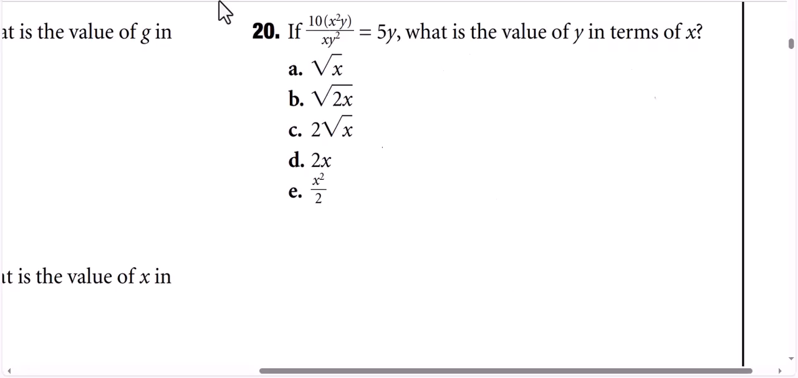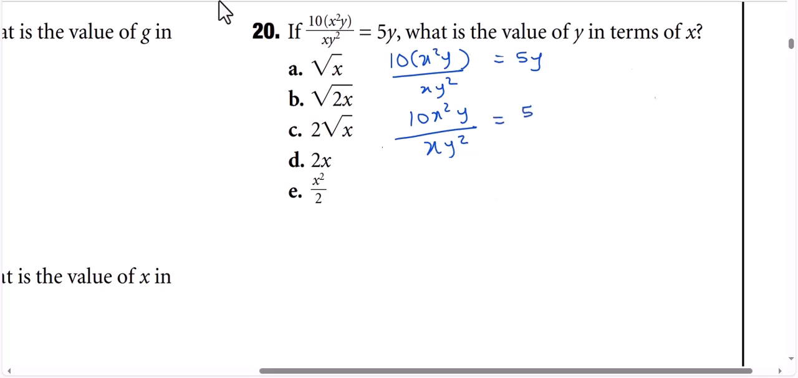Most difficult questions on algebraic expression. Here we'll have 10x squared y all over xy squared is equal to 5y. So at this very point, I want to distribute the numerator on the left hand side of the equation such that I'll have 10x squared y all over xy squared equal to 5y.